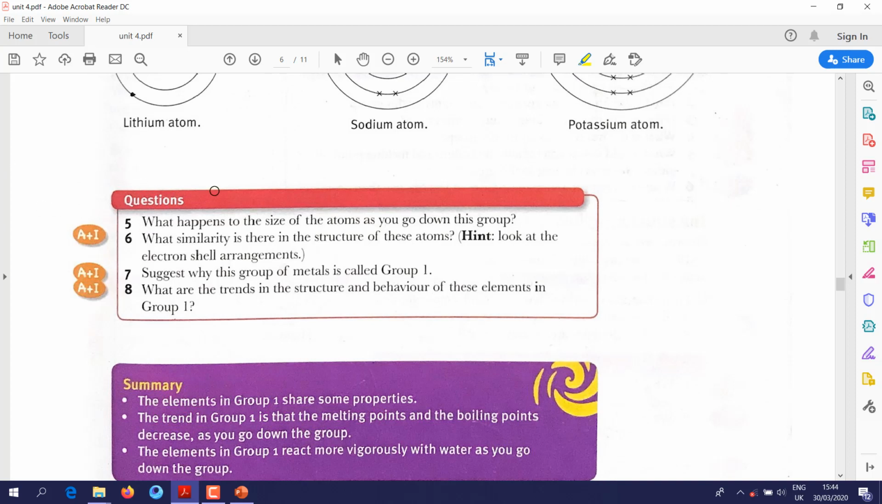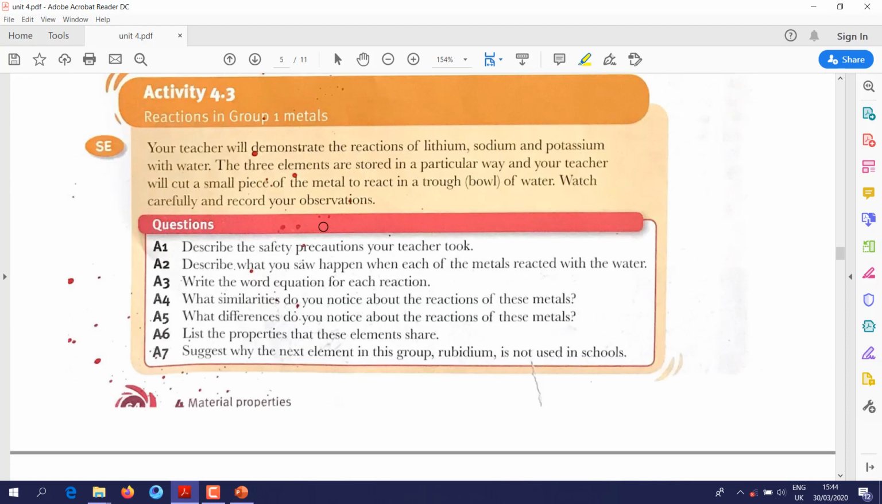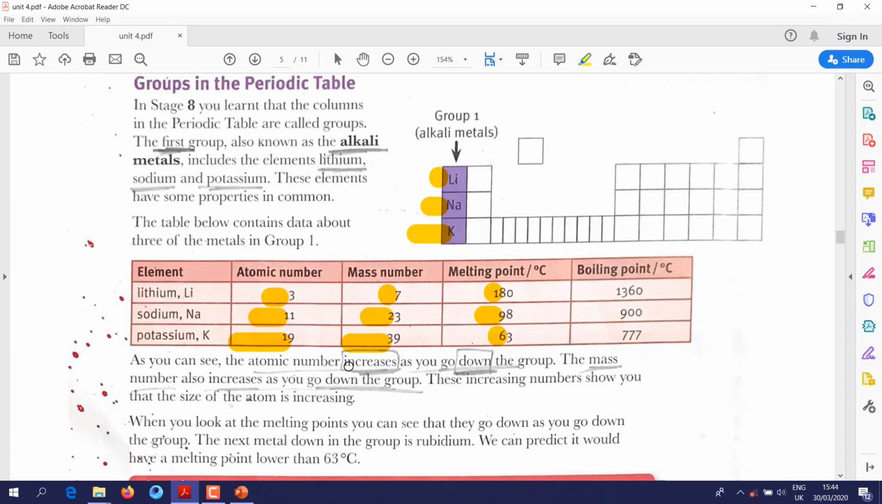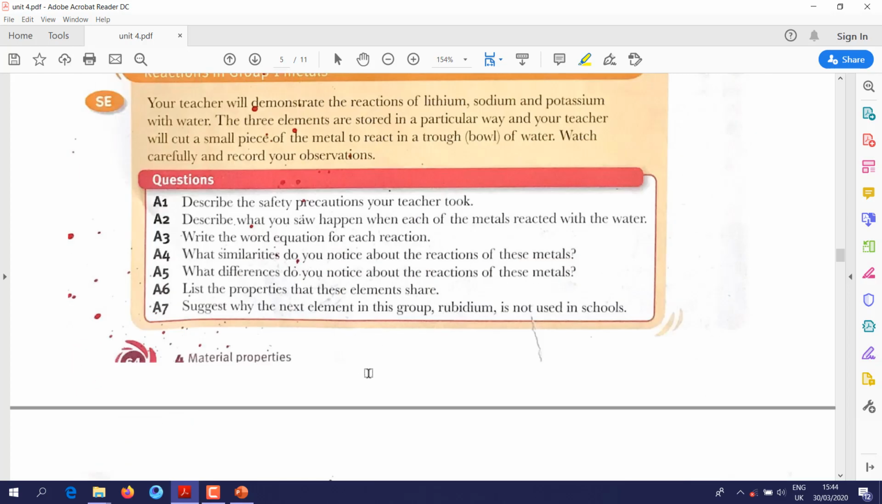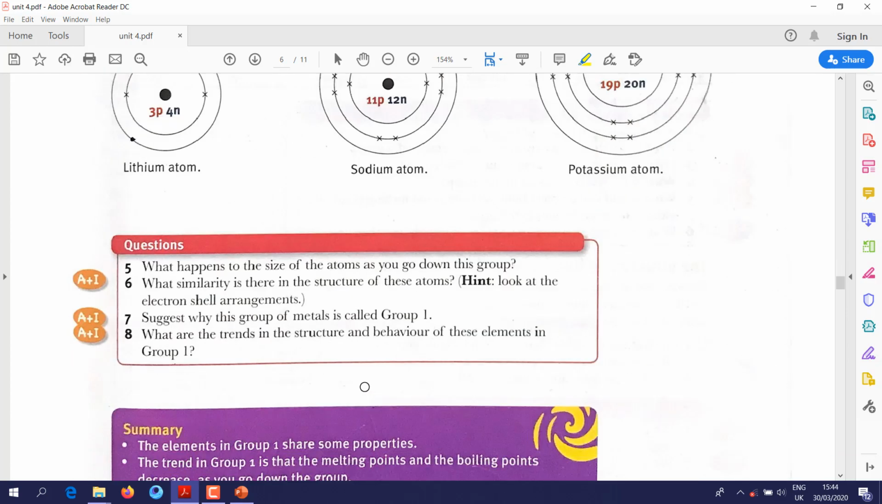Some questions. What happens to the size of atoms as you go down this group? The answer is it will increase. And as you go down, what is happening to the mass? It increases.